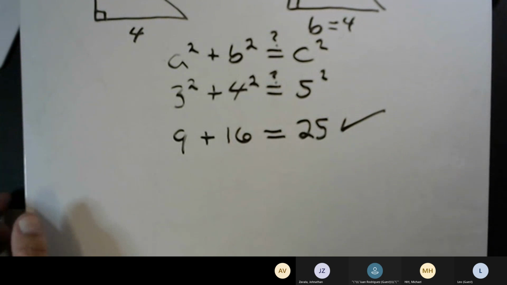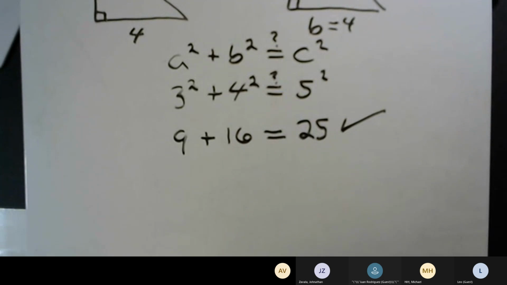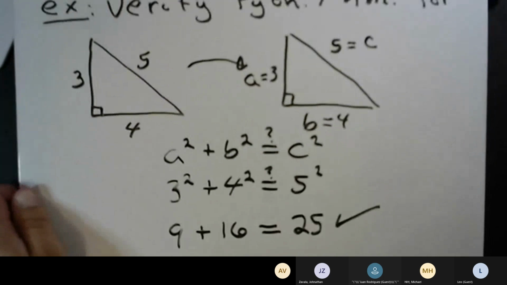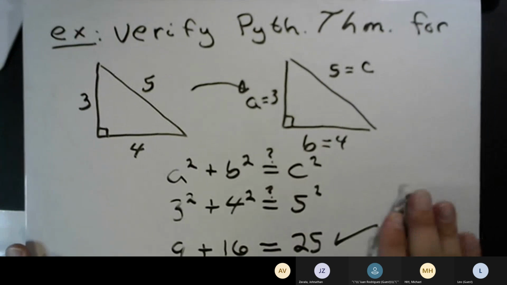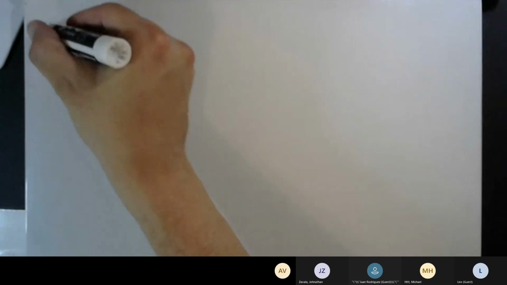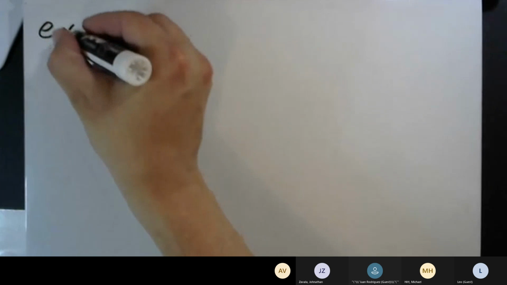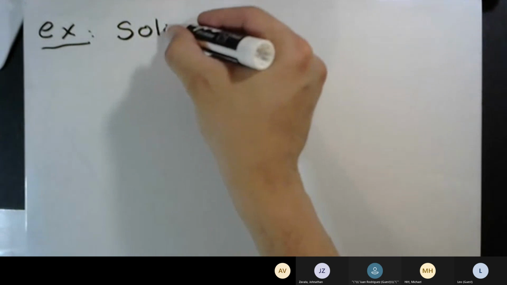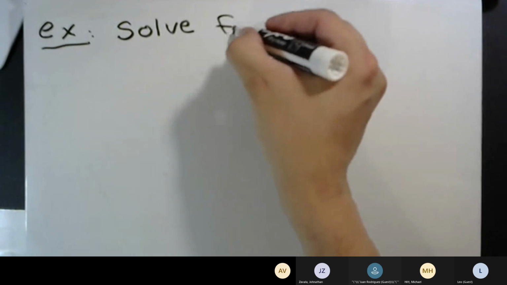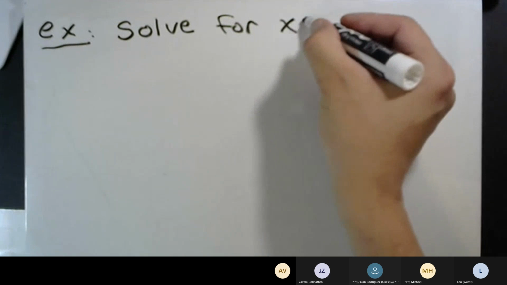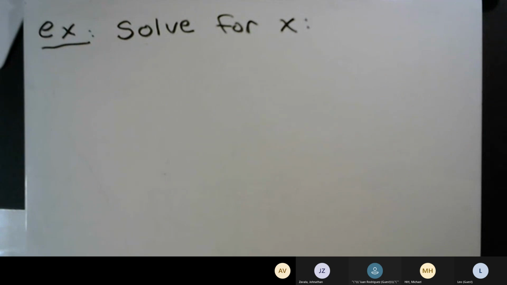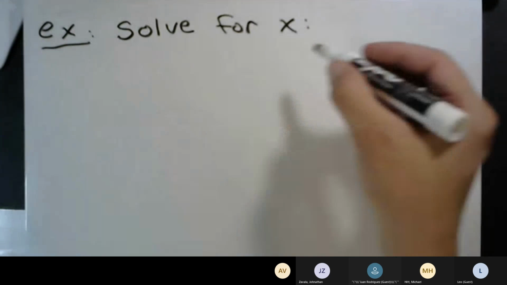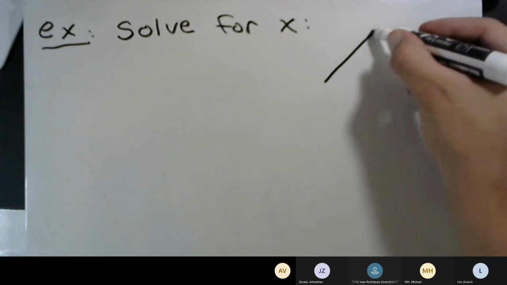Now, sometimes we've got to do a little extra work. They're going to give us some problems where we've got to look for things. So here's where that algebra comes in. Let's say I have a triangle.